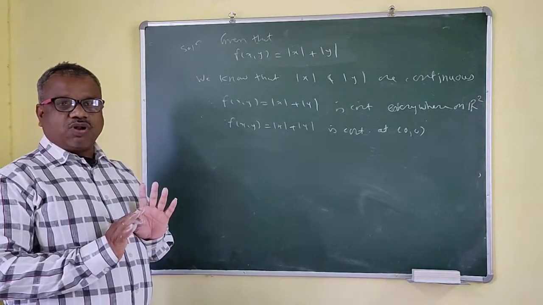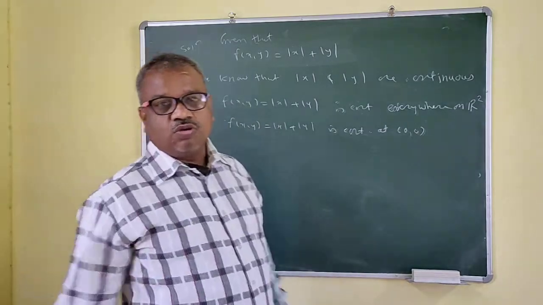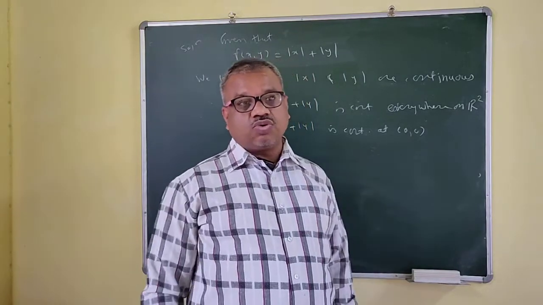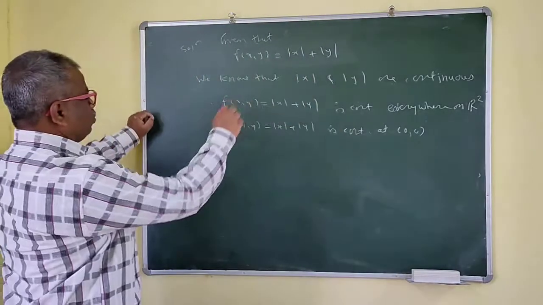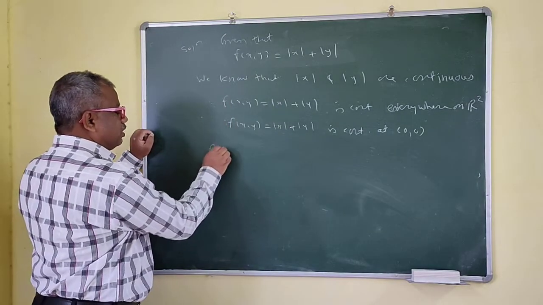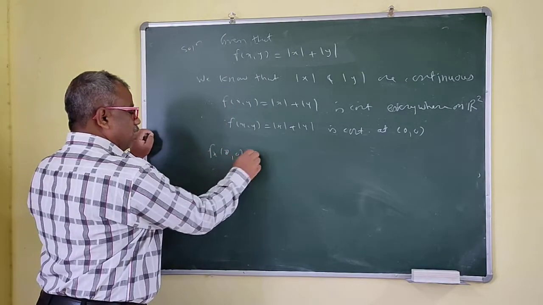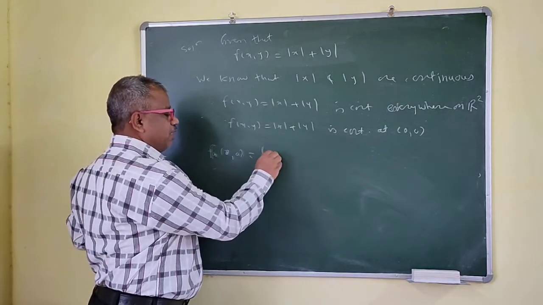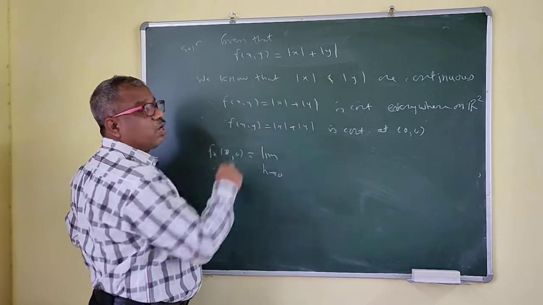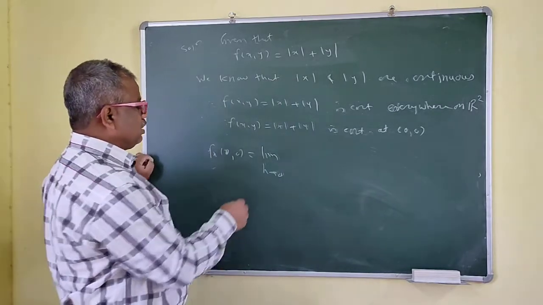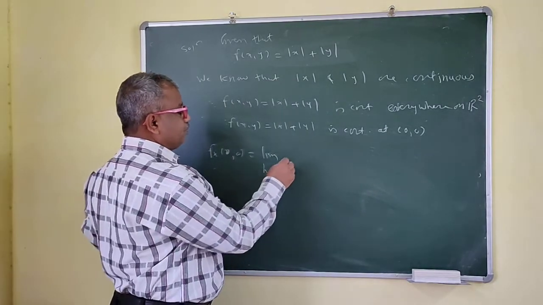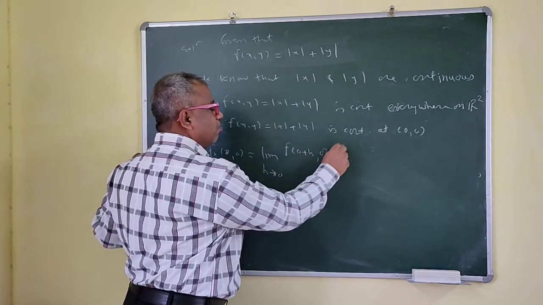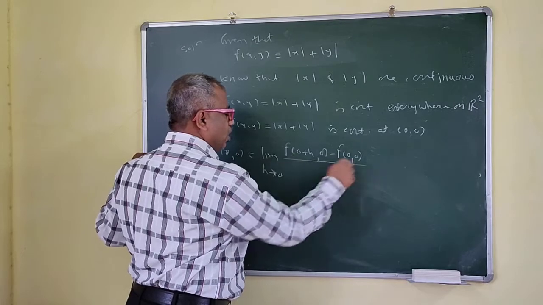Only we have to show now that your first order partial derivatives do not exist. That means we have to show that fx 0, 0 and fy 0, 0 do not exist. Right? So we find fx 0, 0. Now we cannot differentiate directly, so we will apply the definition of the partial derivative. This is the limit h tends to 0, because mod x and mod y is there, so we cannot differentiate this directly by our usual rule, of f of 0 plus h, 0 minus f of 0, 0 upon h.